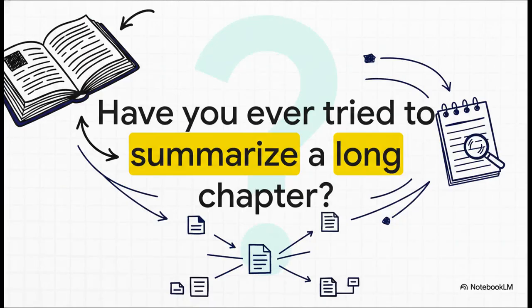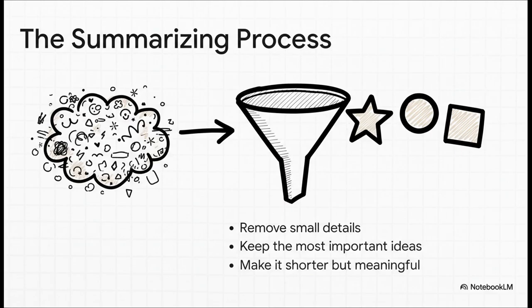Just think about it for a second. Picture this. You've got this super dense chapter in a textbook. Maybe it's 20 pages long, and you have to boil it all down for your notes. What's your game plan? You don't just start randomly crossing out sentences, right? Of course not. You've got a strategy. You know what you do? You instinctively start cutting out the fluff, all the little details that aren't critical. Then you lock onto the big stuff, the most important ideas, the main arguments. The whole point is to make it way shorter, but still have it mean the exact same thing. You're capturing the essence of it.